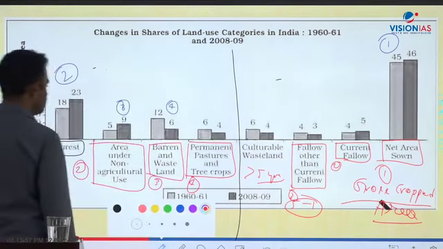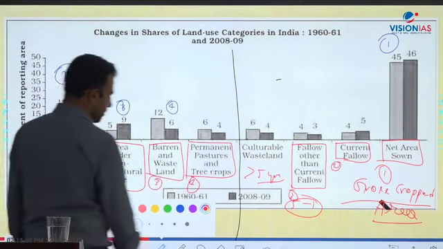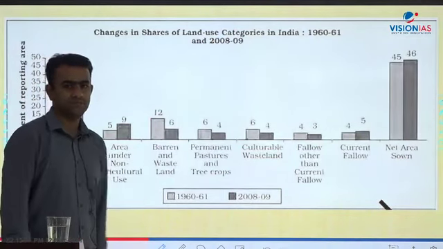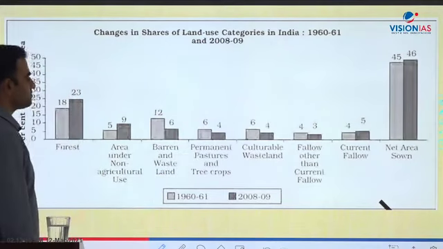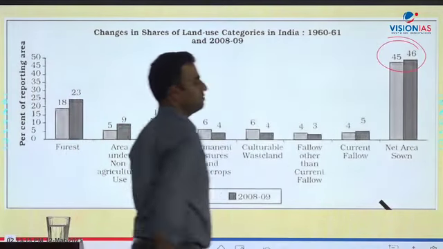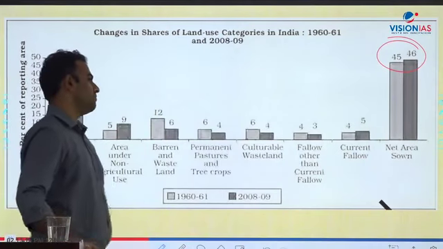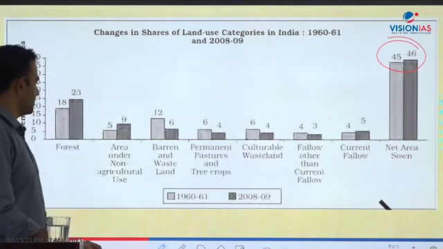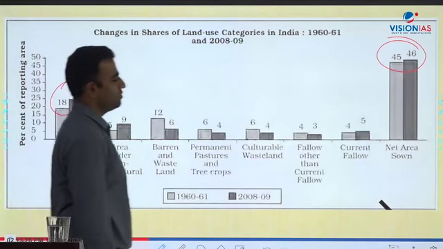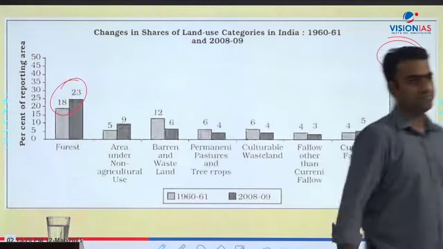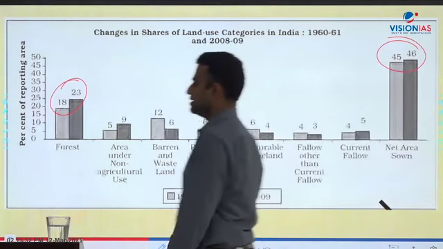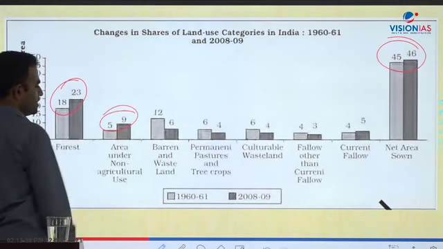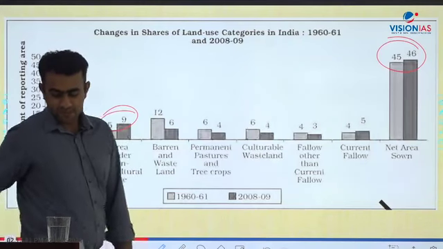This is one thing. The second thing, please see which of these have seen increase and which of these have seen decrease in the last 50 years. 50 years में कौन सा increase हुआ है? Net sown area has increased because we should have increased the area available for agriculture in order to increase the productivity. Forest area has increased due to the efforts of afforestation. Area under non-agriculture use has increased because of urbanization, development.